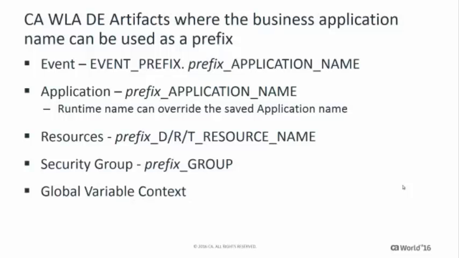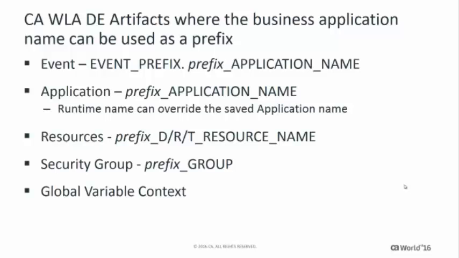What are the DE artifacts where the business application name can be used as a prefix? Well, at the event, you're going to have that event prefix like we just discussed, and then you would have a prefix before the application name. Where that prefix with the application name can be used is you'd have the prefix, you'd have the application name, and then that way everything is categorized with that prefix underscore application name. Very easy to search for things using that context, as well as setting up security rules for it.